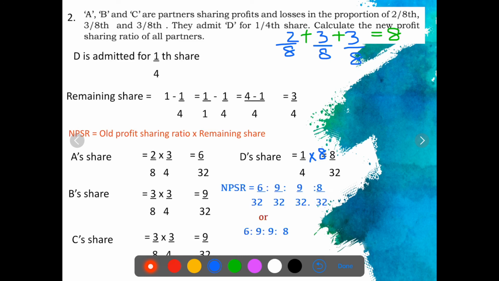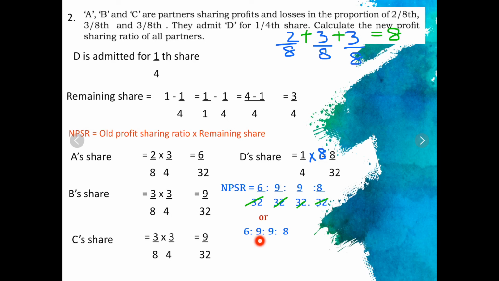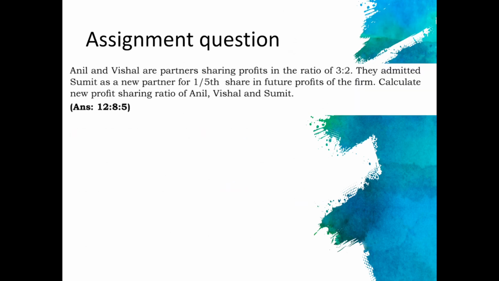NPSR is equal to 6 by 32 is to 9 by 32 is to 9 by 32 is to 8 by 32. So since all the denominators are the same, let's cut off all the denominators. The final answer will be 6 is to 9 is to 9 is to 8. Fine. Now this is your assignment question. Work out this problem in your notes. You can also cross verify with your final answers. And the final answer should be 12 is to 8 is to 5.